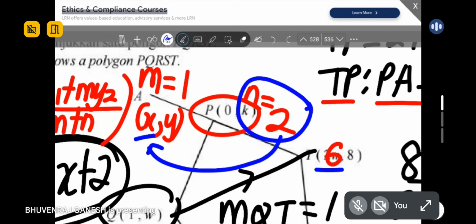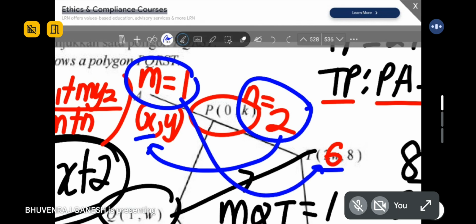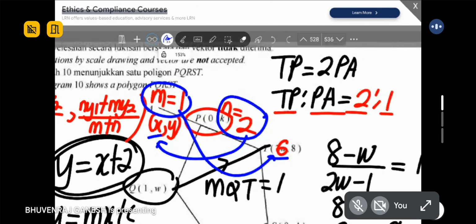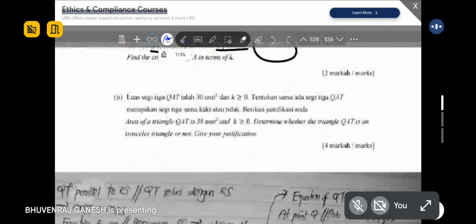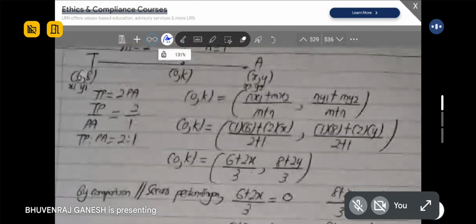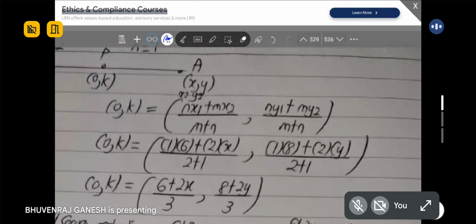Remember, guys, when you apply this formula, you must always cross the ratio. Silang nisbah. So your N equal to 2, you must cross to the opposite side. So that's why you take the X. M is 1, you cross to the opposite side, you take the 6. Same you apply for the Y. So N is 2, you cross to Y. So 2 times Y. M is 1, you cross to 8. 1 times 8. So you can see over here the working, how to do it. Okay, so you can see how you get the answer.